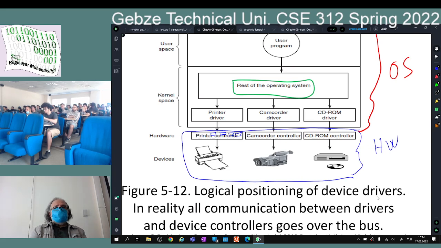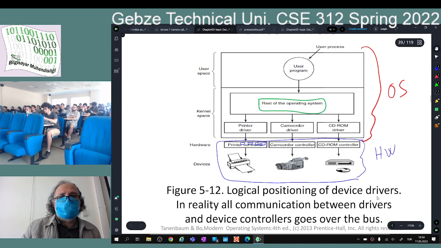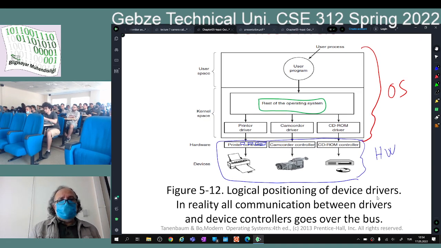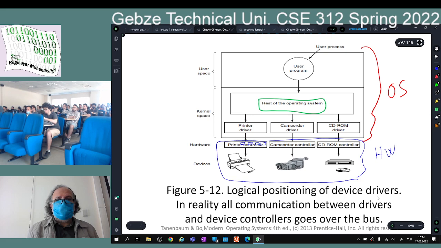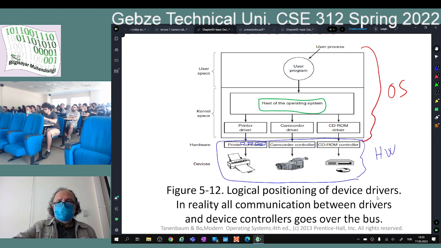Of course, this is a logical picture. They all are connected. These controllers are connected to the system bus, and our drivers' code is in the memory, and they work that way. But this is again a logical representation of the whole thing.